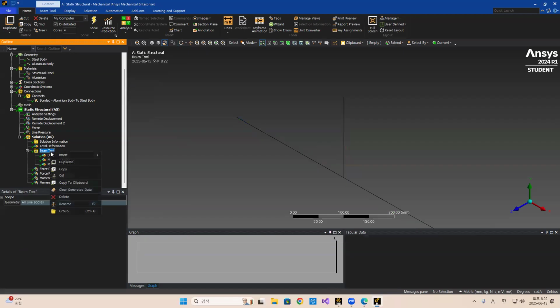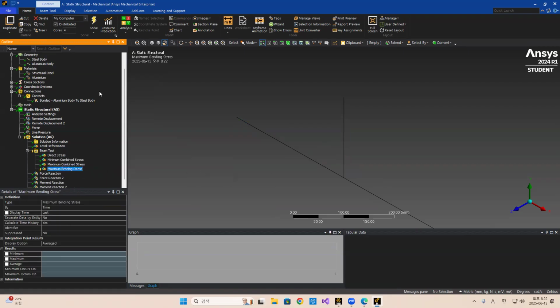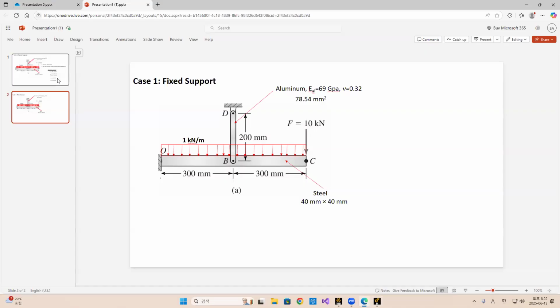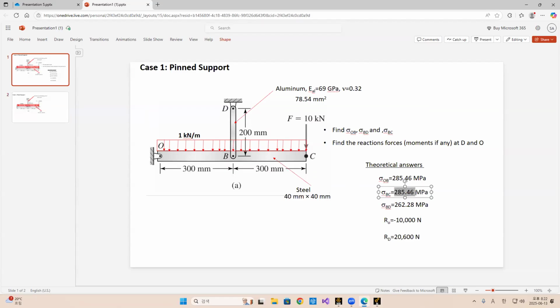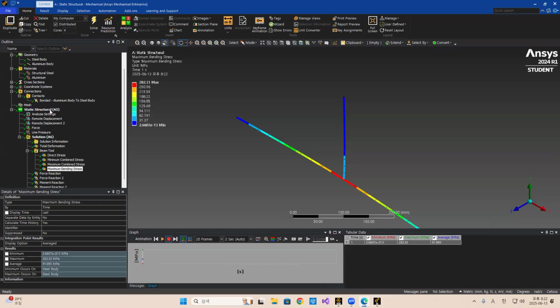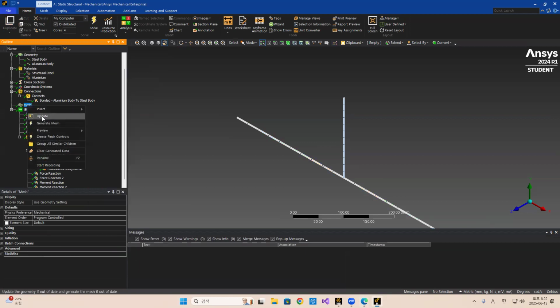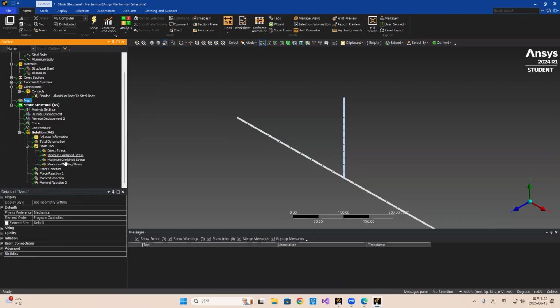So you can just calculate the maximum bending stress. Yes, maximum bending stress 282, right? So that is matching with theory. Actually we're getting 285, right? You can further refine this, but there is a small mismatch between our result and theory. Anyway, you don't need to change it. 282 and 285, not much difference.